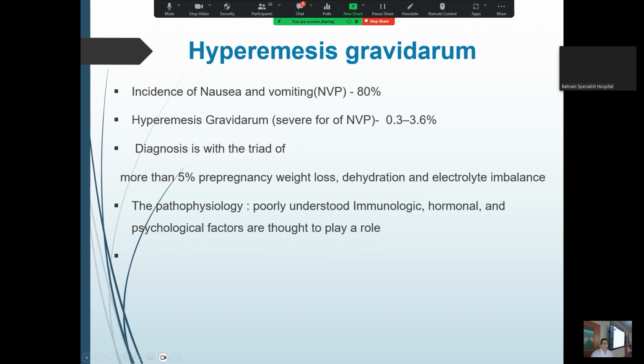So first is hyperemesis gravidarum. The incidence of nausea and vomiting in pregnancy is overall 80%. But the incidence of hyperemesis gravidarum, which is the severe form of nausea and vomiting, is 0.3 to 3.6%. Diagnosis is with the triad, that is protracted vomiting occurring with more than 5% of pre-pregnancy weight loss, dehydration, and electrolyte imbalance. The pathophysiology is poorly understood. Immunologic, hormonal, and psychological factors are thought to play a role.